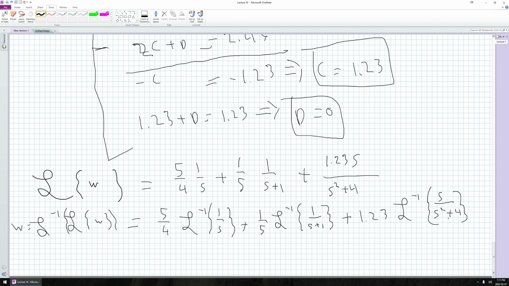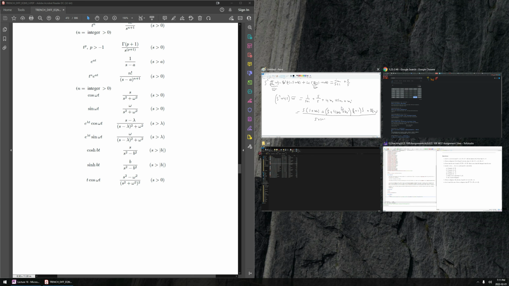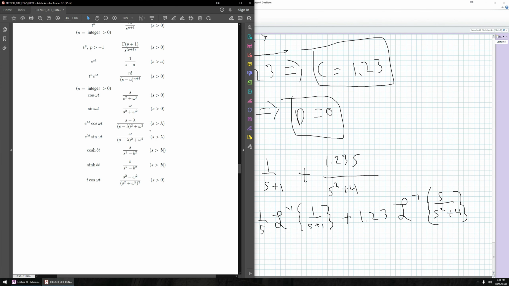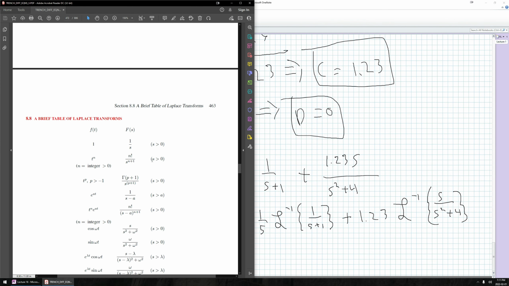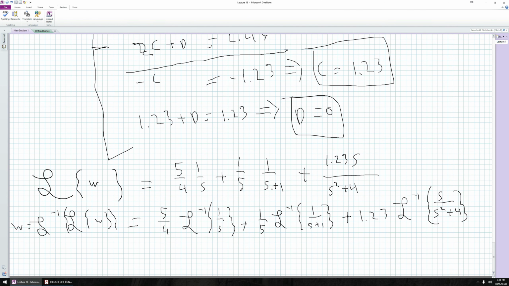Okay, so now if we go to our Laplace transform tables, all of the elements that I wrote here are the standard elements of those tables. So if I pull it over here real quick, the first one, 1 over s, its inverse Laplace transform would be a constant. So just from the tables, we know automatically that this thing is 5 over 4.